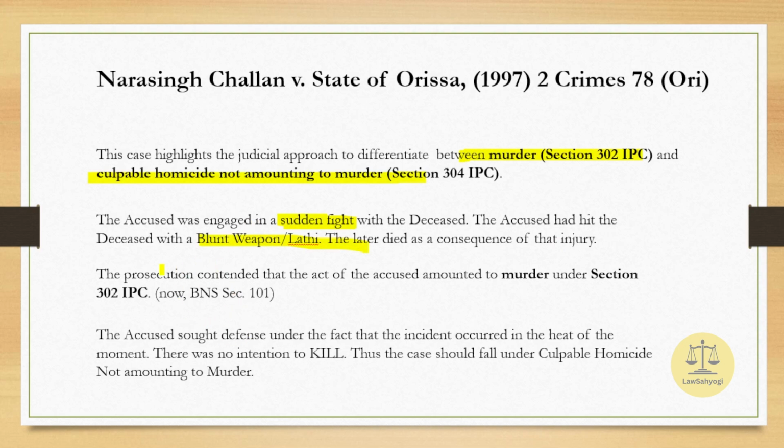Now the prosecution contended that the act of the accused amounted to murder under section 302 of the IPC, now BNS section 101, and the accused sought defense under the fact that the incident occurred in the heat of the moment and there was no intention to kill. Thus, the case should fall under culpable homicide, not amounting to murder.